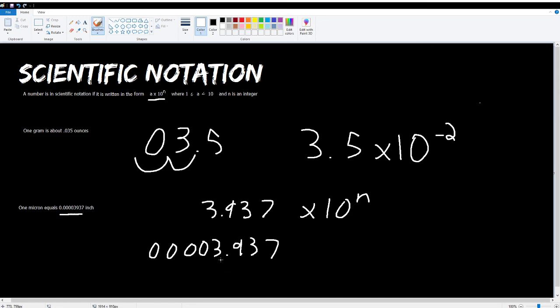So we look. Take the decimal. How many do we move, left or right? Well, left, right? 1, 2, 3, 4, 5. So this is going to be 3.937 times 10 to the negative 5. Okay. As you can see, we asked ourselves how many times is the decimal being moved, right? So 1, 2, 3, 4, 5. Is it going left? If it's left, it's going to be a negative exponent. If it's to the right, it's going to be a positive exponent.